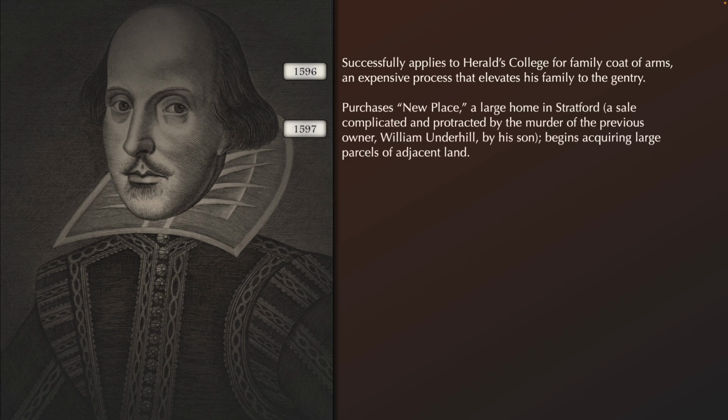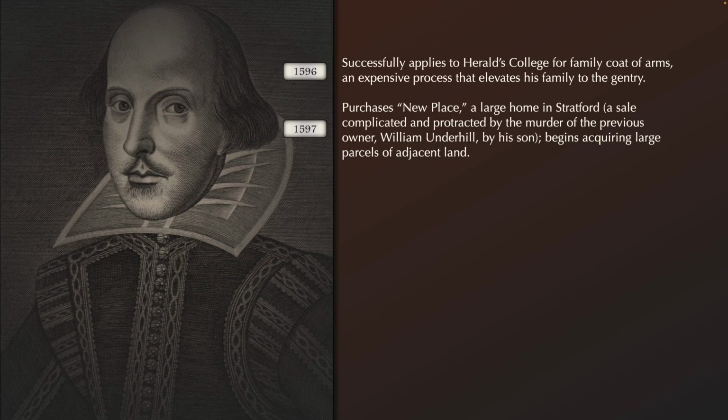Similarly, in 1597, he makes a major purchase, one of the largest houses in Stratford called New Place. He buys it the next year. Sort of an interesting side story about this is that the sale was complicated by the murder of the previous owner. His name was William Underhill. He was killed by his son, and this delayed Shakespeare's acquisition of the property.